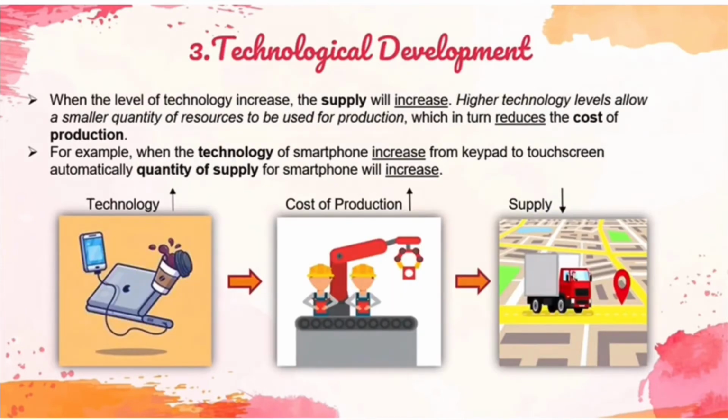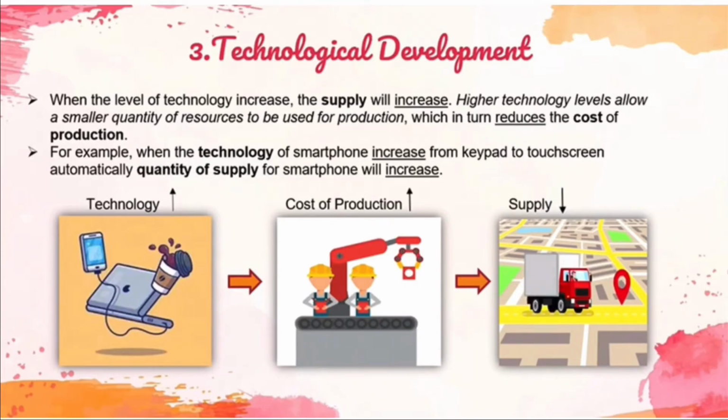The third one is technological development. When the level of technology is increasing, the supply will increase too, because higher technology levels allow a smaller quantity of resources to be used for production, which in turn reduces the cost of production. For example, when smartphone technology increased from keypad to touch screen, automatically the quantity supplied of smartphones increased because the cost of production decreased.